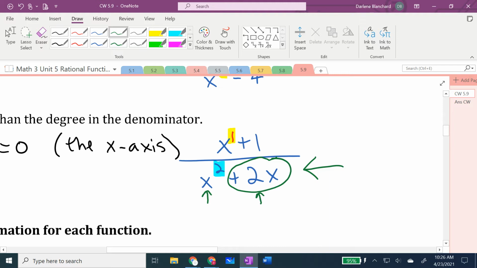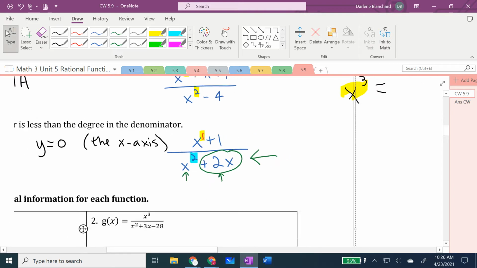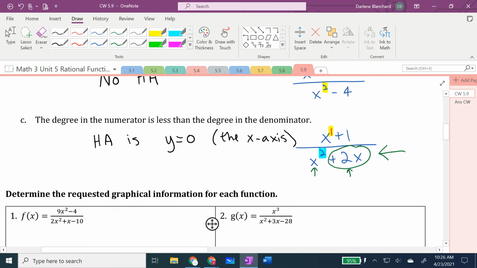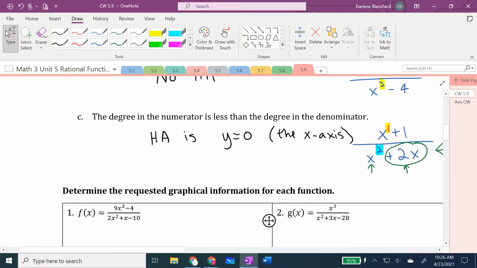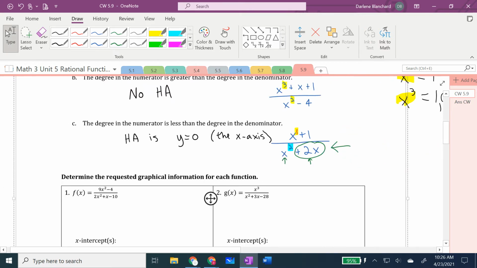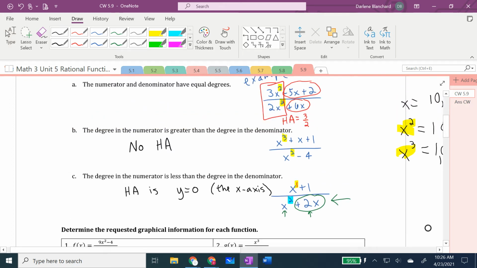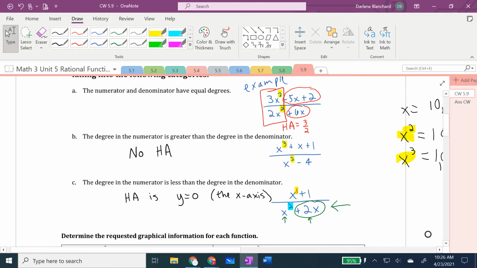Now, if that makes some sense, great. If it doesn't, let it go. It's okay. It doesn't have to make full sense. But I wanted to present that in the hopes that for some of you, it'll gain some perspective on why the horizontal asymptote follows this rule.